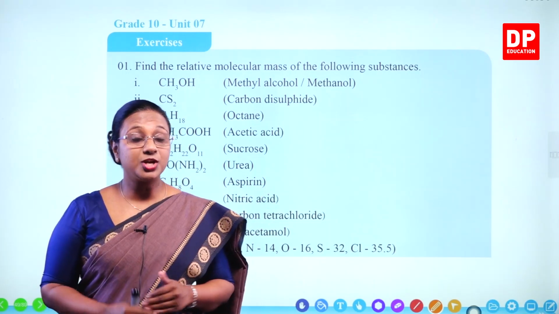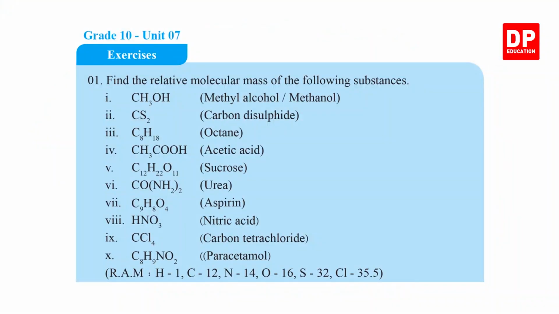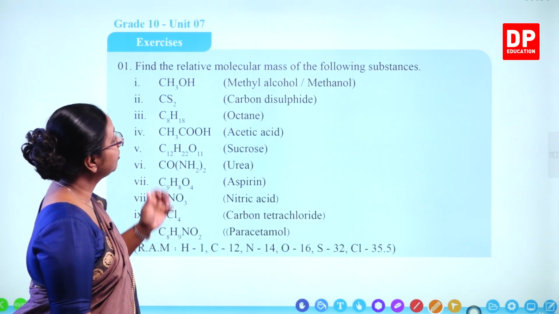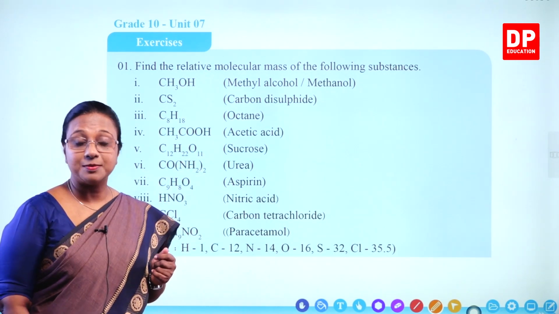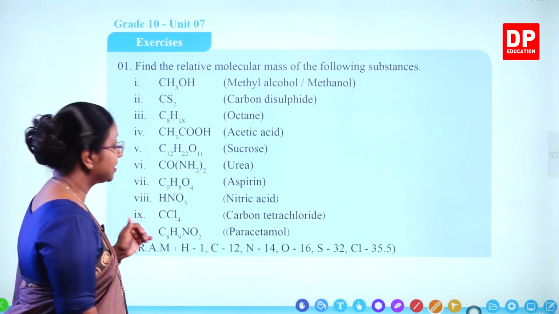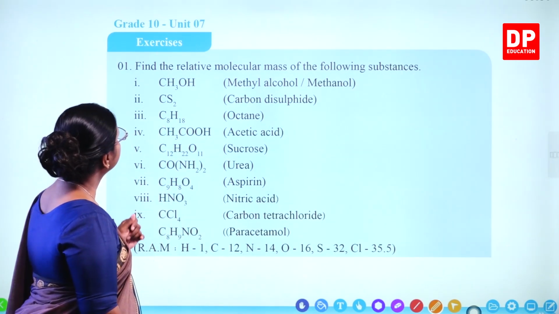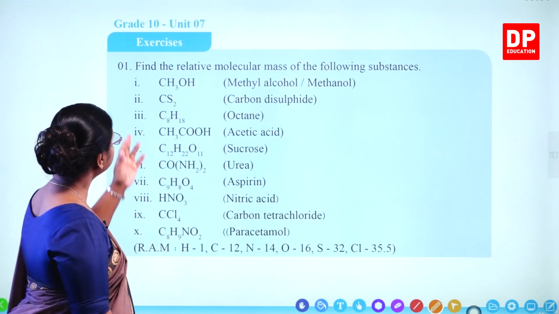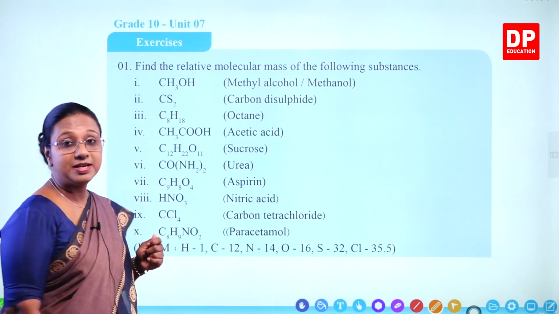So I am going to start off with the questions given in your grade 10 unit 7 textbook. So this is the exercise. The first question is to find the relative molecular mass of the following substances. So the substances are given here. CH3OH, that is methyl alcohol or methanol. CS2, carbon disulfide.